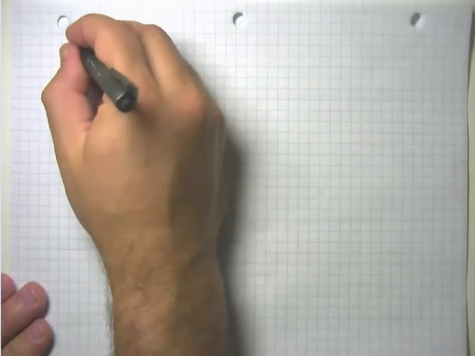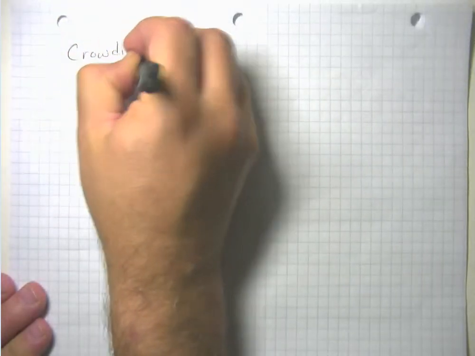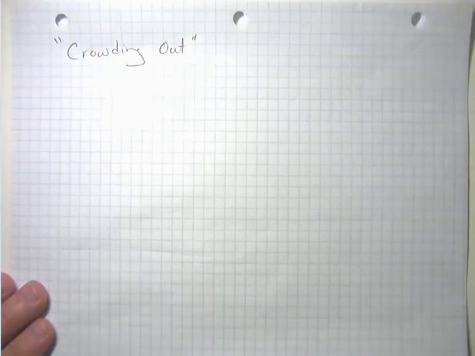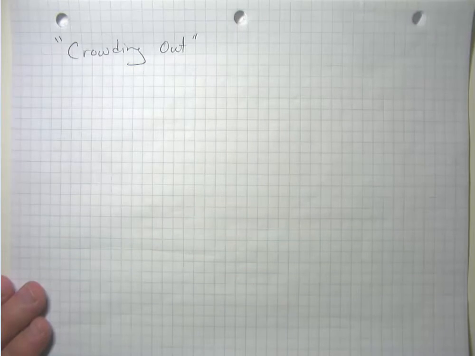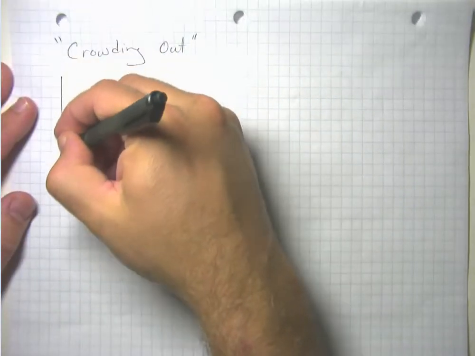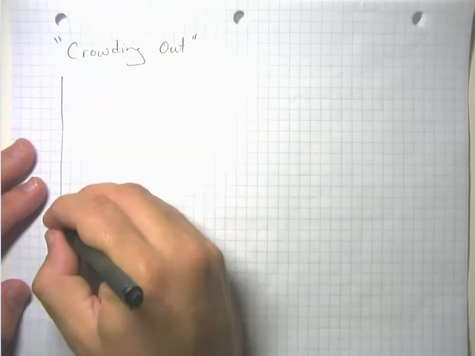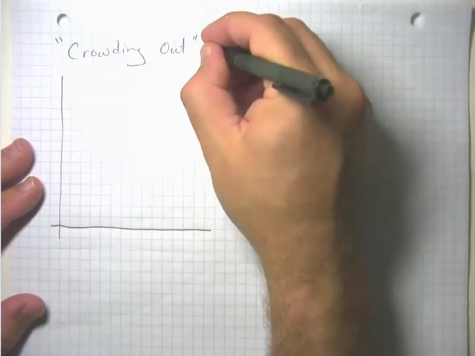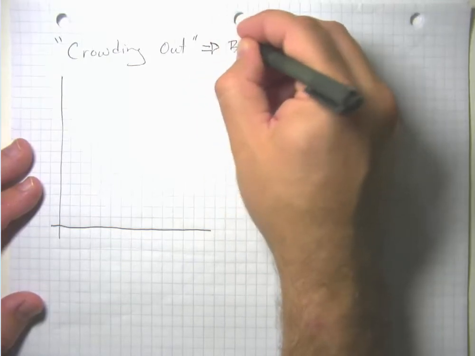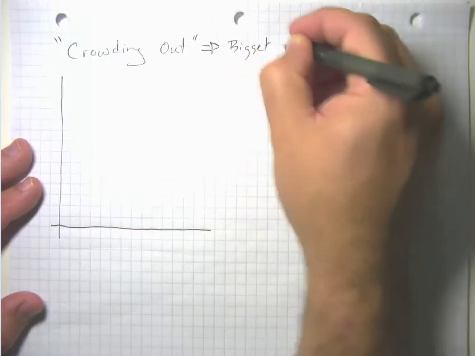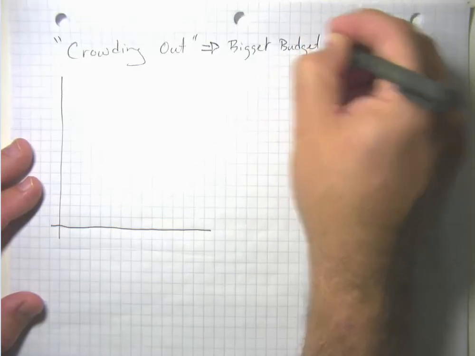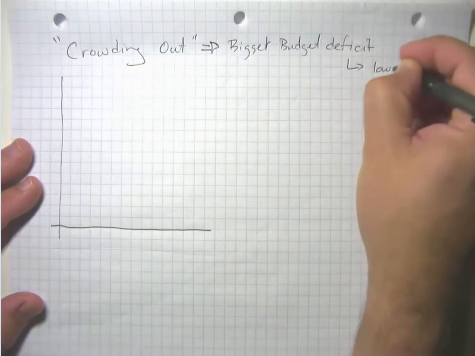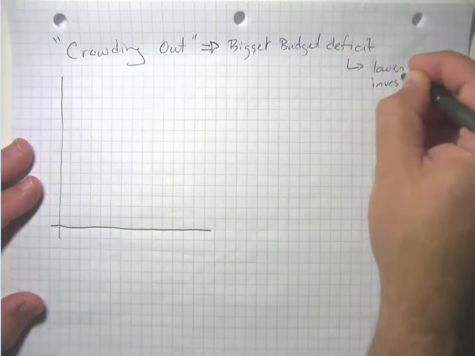Using this, let's think about the phenomenon called crowding out. So I talked earlier about the relationship between the budget deficit and the level of investment, and we can use this diagram to understand that. Crowding out is the idea that a bigger budget deficit causes lower investment spending.